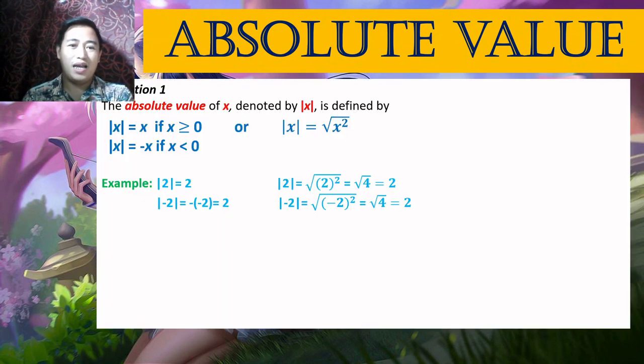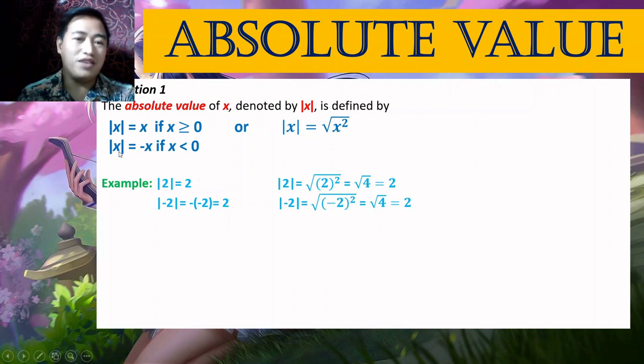Okay, the absolute value of x, denoted by this one, is defined by, okay, the absolute value of x is equal to x if x is greater than or equal to 0. So, if it is 0 or positive, class, the answer is the same.